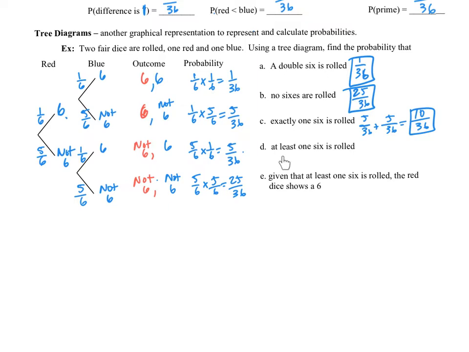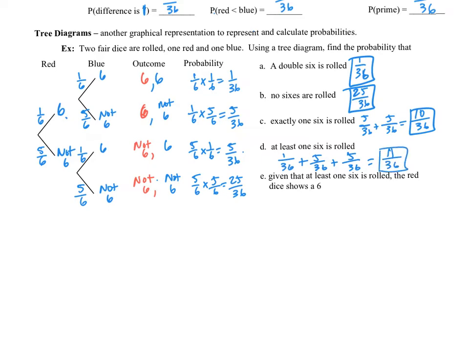And then letter D says find the probability that at least one 6 is rolled. Well, at least one 6 was rolled here, at least one 6 was rolled here, and at least one 6 was rolled here. So we have to add all three of these probabilities. That's going to be 1 out of 36 plus 5 out of 36 plus 5 out of 36 for a total of 11 out of 36.